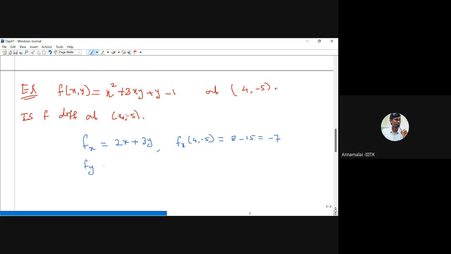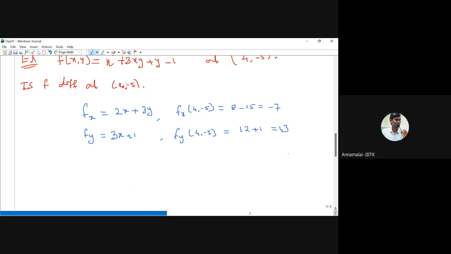Now what is fy? We have to differentiate with respect to y. Treat x as a constant, therefore x square gives 0, and we get 3x plus 1. And the derivative of minus 1 is 0. Now what is the value at the point 4 comma minus 5? If we substitute x equal to 4, we get 12 plus 1. There is no y, therefore it's 13. So both the partial derivatives exist, therefore f is differentiable at the point 4 comma minus 5. Okay.